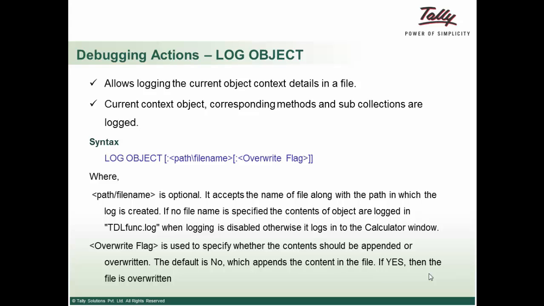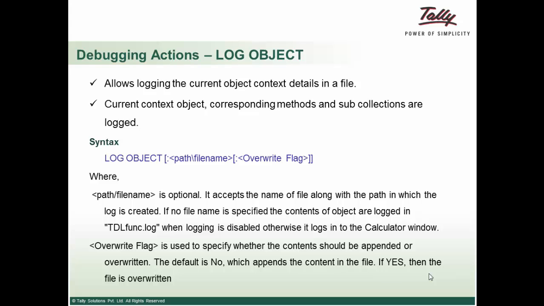Now the file path is optional. It accepts the name of a file with the path for the log that you have to create. If no file name is specified, then the contents will be logged into the TDL func.log or calculator window. So if you write set log on, it will go to the calculator window. If you say set file log on and you don't provide the file name, it goes to TDL func.log, and if you provide the file name, it goes to the specific file.